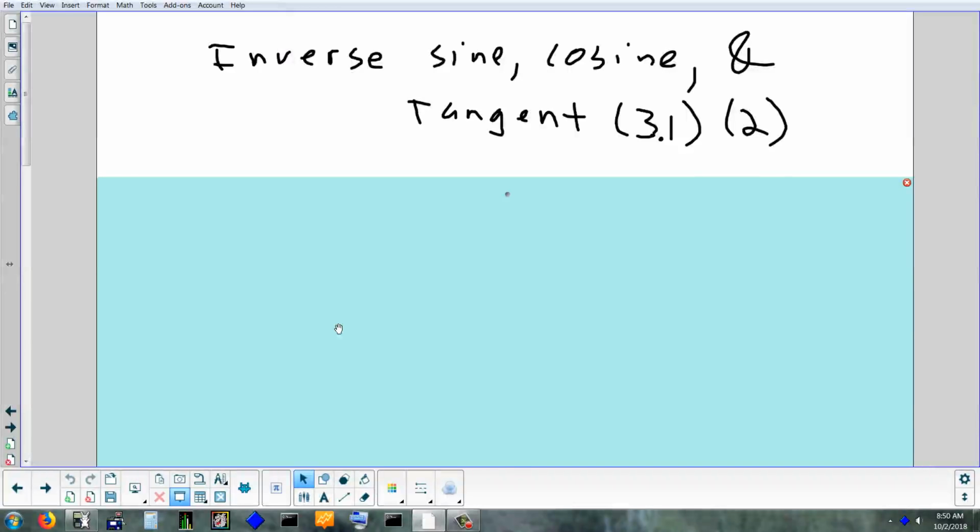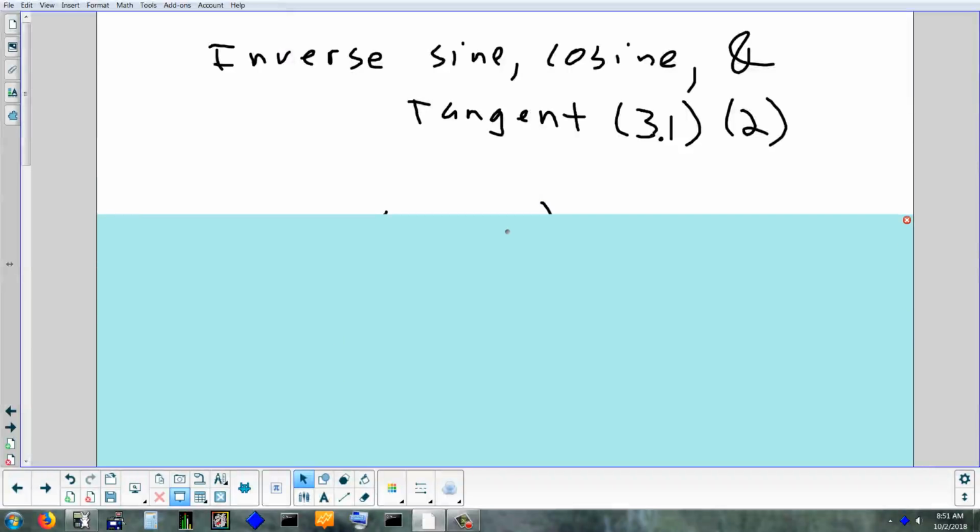All right, so today we'll finish up section 3.1. Just a little bit of stuff left, and then we'll start our last section for the week, which is 4.1. So I said to you yesterday that inverse sine and regular sine cancel each other out.